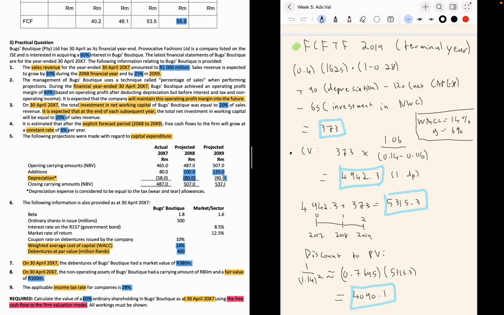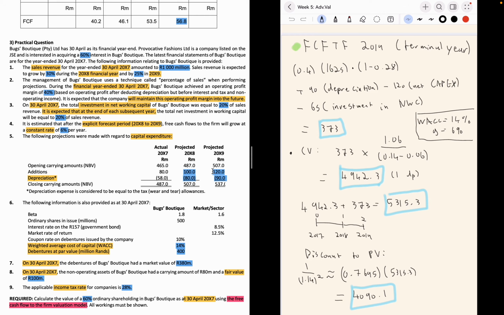We add depreciation over here. For 2019, the depreciation is 90 million. Then we subtract net capital expenditure. For 2019, that is 120 over here. Then we subtract investment in net working capital. That's what we already calculated earlier with our net working capital calculations. And that should then give you a final value of 373.